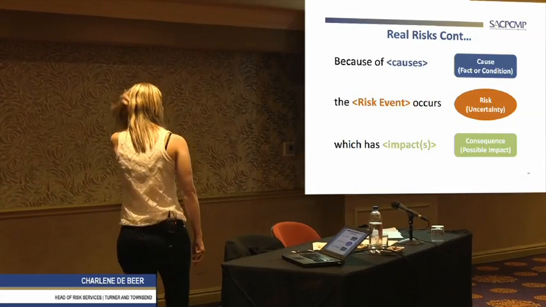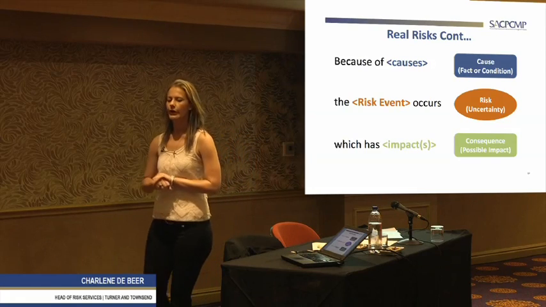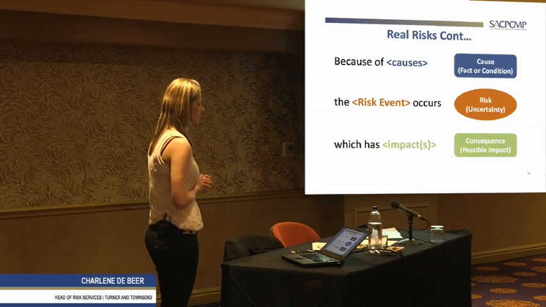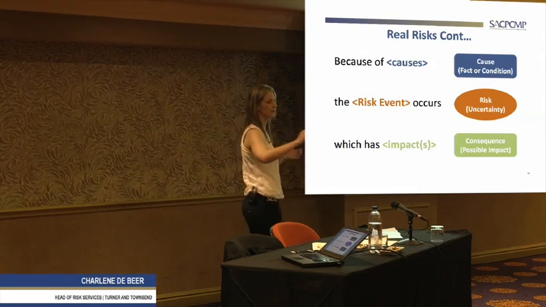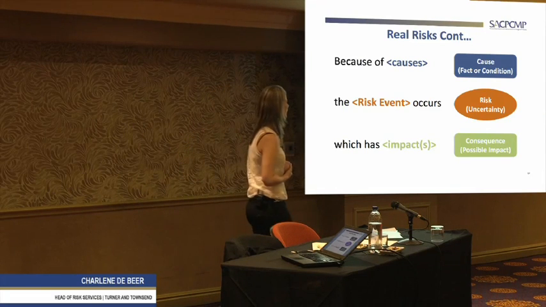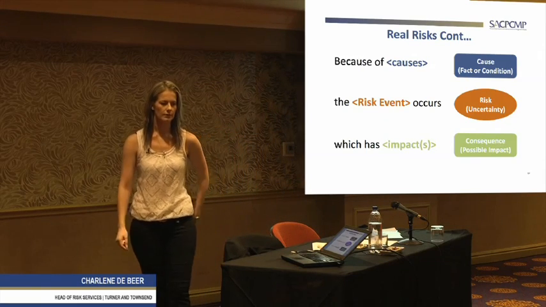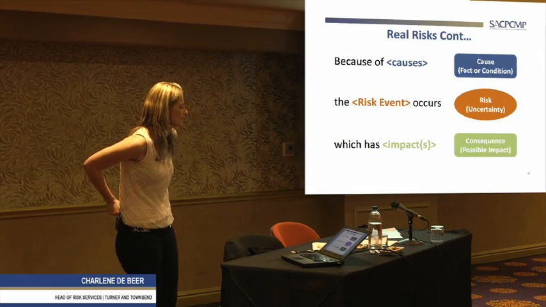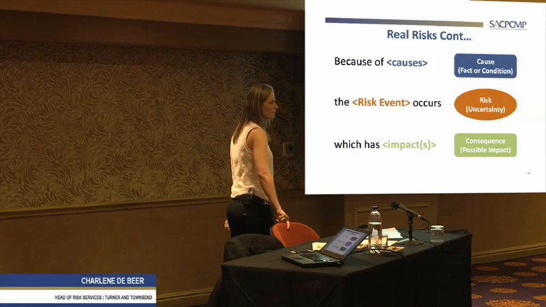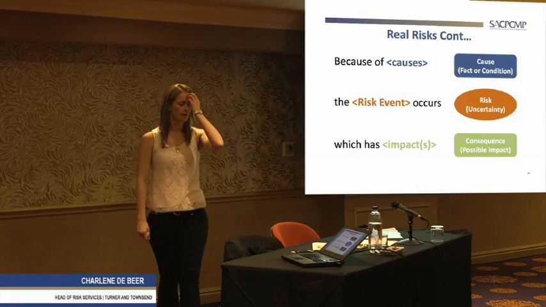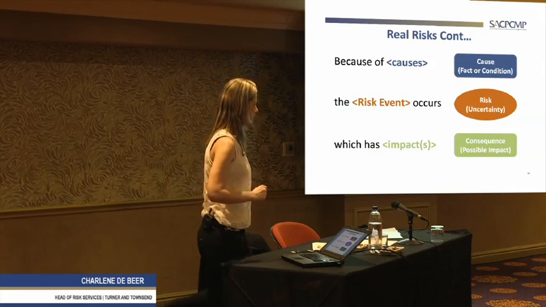So how do we usually establish what a real risk is? And then we'll break after the slide. Basically, it's because of something that the risk event occurs, which is the uncertainty. And then it has an impact or a consequence, or a possible consequence. Not all risks will always have a consequence that materializes. You might recover on schedule, you might have risk contingency to pay, so it won't affect the budget. So it's not always the case that it will have a negative consequence.